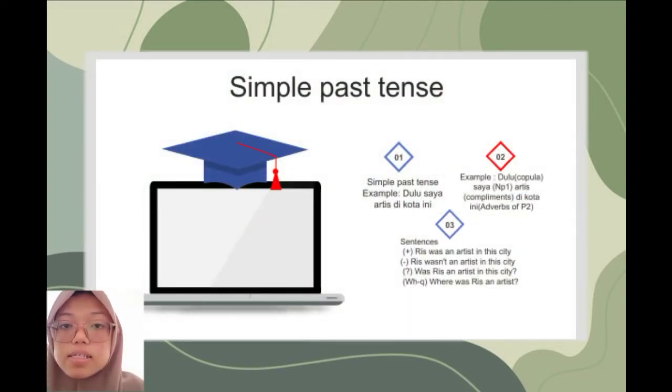Well, past tense. Example: dulu saya artis di kota ini. For example, dulu is the adverb, copula, saya is P1, artis is the complement, di kota ini is the adverb of P2. Sentence positive: Riz was an artist in this city. Negative: Riz wasn't an artist in this city. Interrogative: was Riz an artist in this city? WH question: where was Riz an artist?